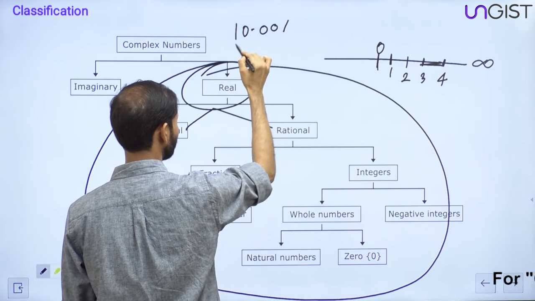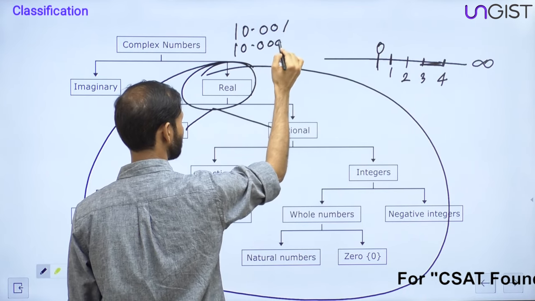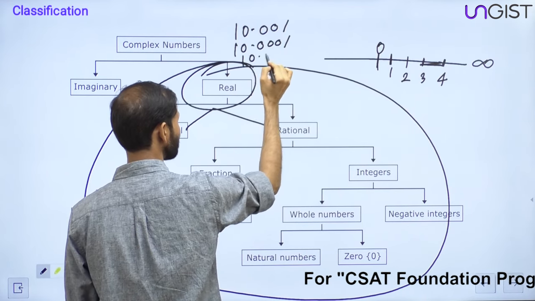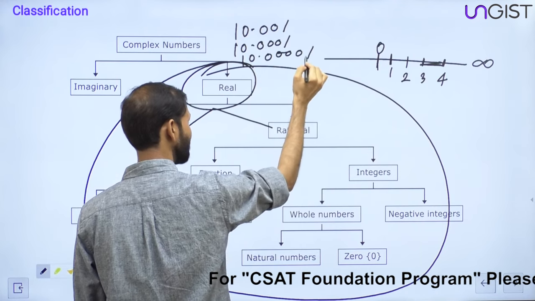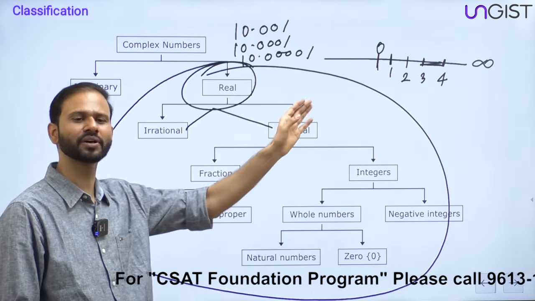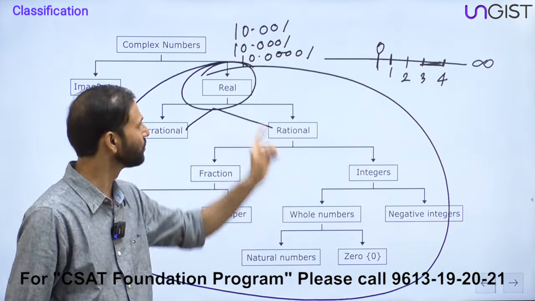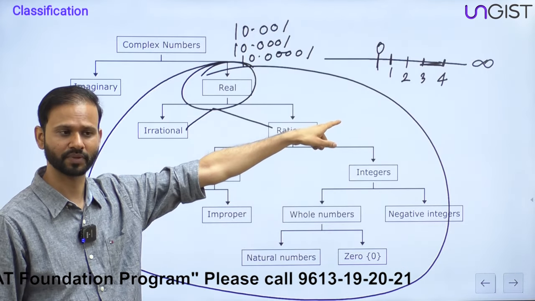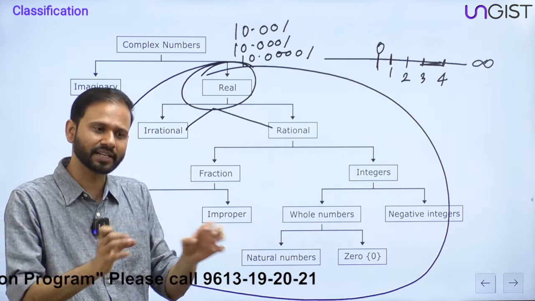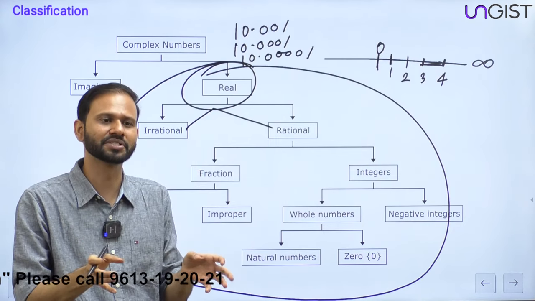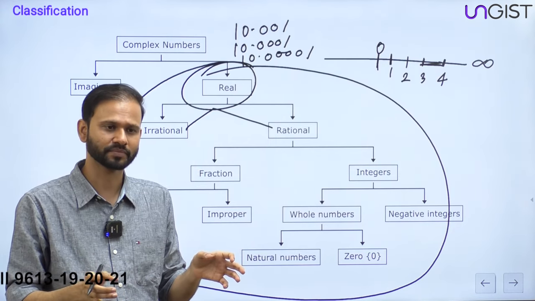10.001 ये भी रियल नंबर है। 10.0001 ये भी रियल नंबर है। 10.0000001 ये भी रियल नंबर है, और आप बहुत सारे जीरो लगाने के बाद भी वन लिखेंगे, वो भी रियल नंबर है और वो भी इसके अंदर होगा। तो एक्चुअली they will be very dense, नंबर्स का एक क्लस्टर सा क्रिएट हो जाएगा, समझिए। राइट?